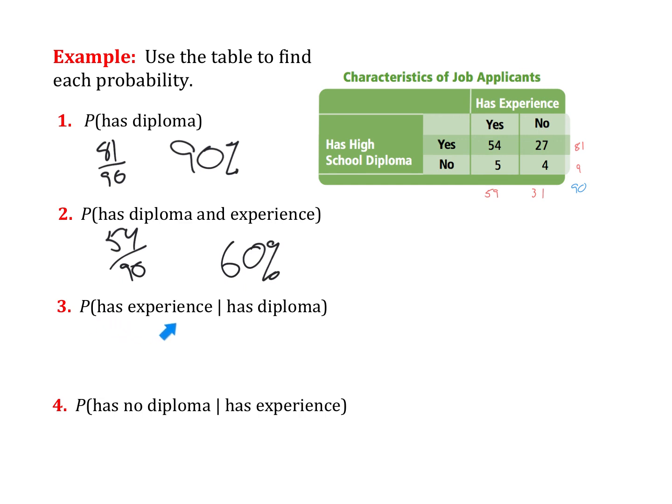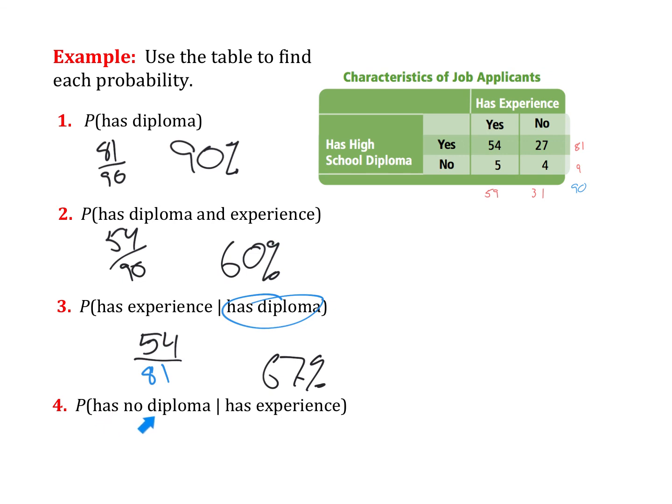Next, the probability that they have experience given that they have a diploma. So again, this given that statement means I'm no longer dealing with all 90. I'm only dealing with the diploma folks. So those 81. So out of those 81 diploma people, how many of them have experience? Well, 54 out of the 81 have experience. So 54 out of 81, about 67%, 2/3.